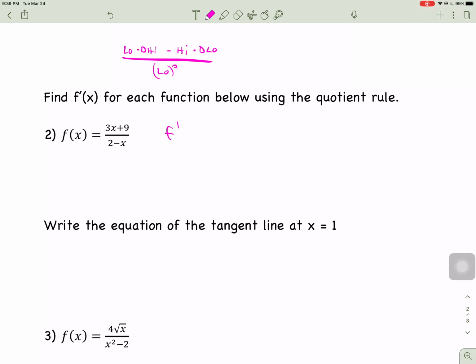So here we go. Low, derivative of the top, 3x plus 9 is just 3, minus high times the derivative of the bottom. Well, be careful here. 2 minus x to the first, bring it down. The constant goes away. You get negative 1 x to the 0, which is just negative 1, over low squared.